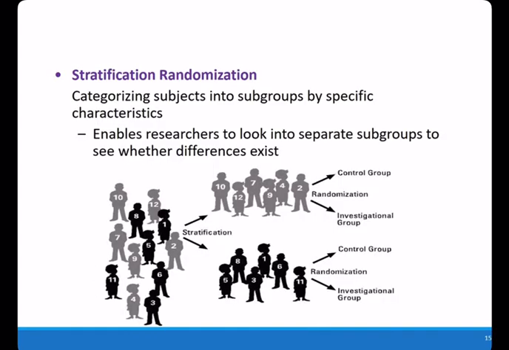Another type of randomization is called stratified randomization. In stratified randomization, patients are categorized first into several homogeneous strata according to one factor, such as age, sex, or body mass index, that would be associated with the effect of the therapeutic intervention. Patients in the same strata are then assigned into different groups using the simple randomization method. It will enable the researcher to look into separate subgroups to see whether the difference still exists in the subgroups.